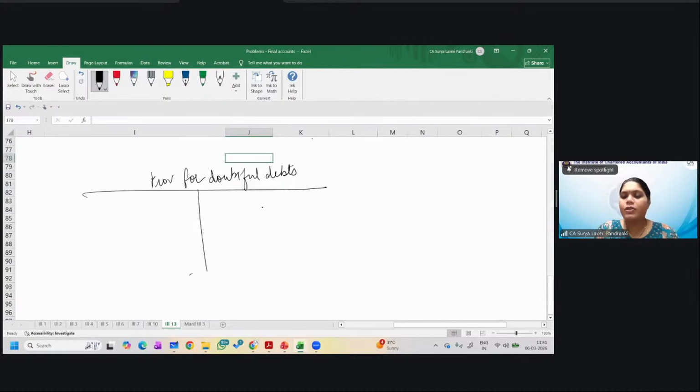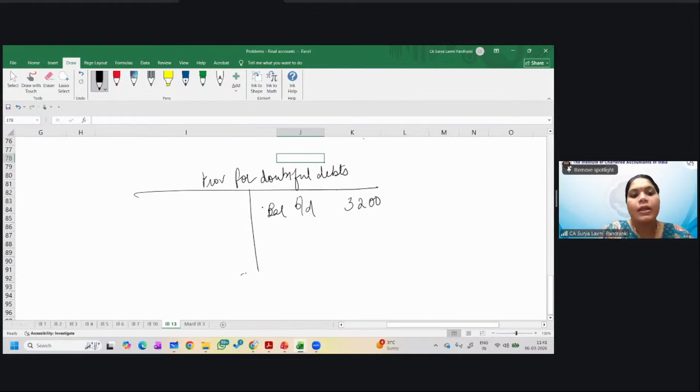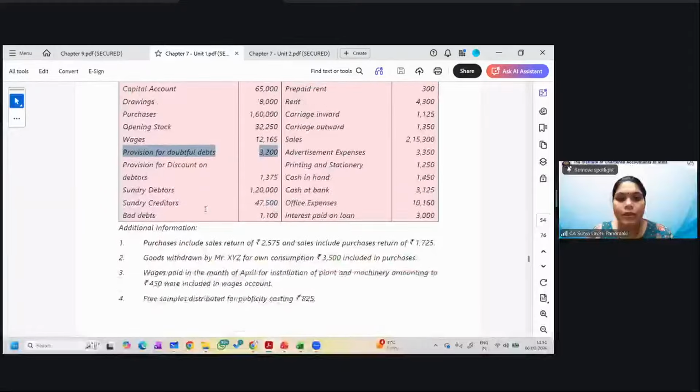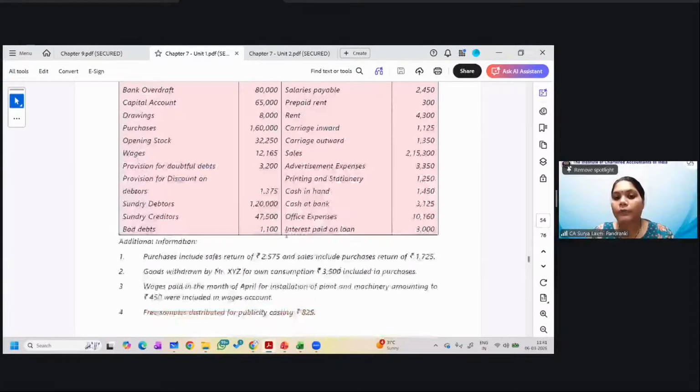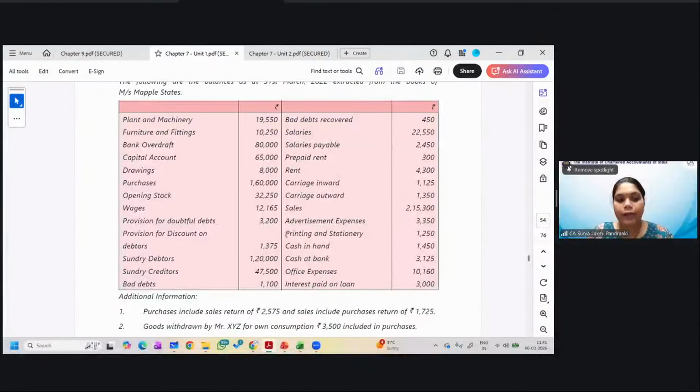This is very clear because it is already there in the trial balance, which means it is already existing in my books of account. Now, what should be the closing balance which I should carry down to the next year? They told that they wanted to create a 5% provision. So 5% has to be calculated on what?